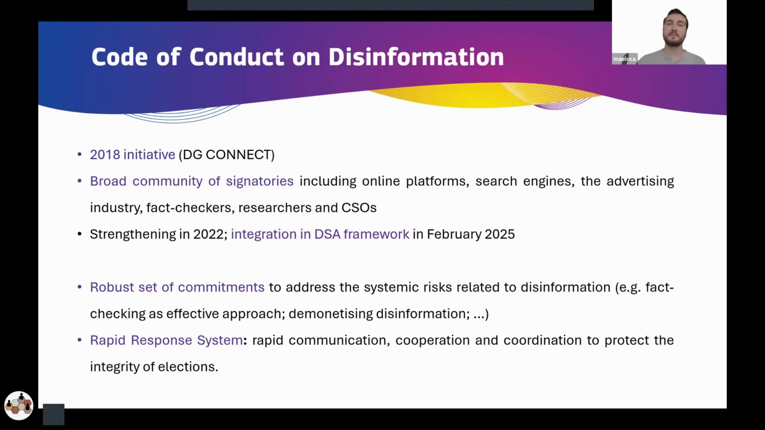And this, again, allows it to become part of this whole ecosystem where there are risk assessments being carried out, where there are risk mitigation measures, and the code of conduct can also be one of those risk mitigation measures. Now, the code is quite large. It contains a very robust set of commitments to address all systemic risks related to disinformation. So, for example, fact-checking is explicitly mentioned as an effective approach. There are also some strategies on demonetizing disinformation, etc. And then there's also the so-called rapid response system, which is another very successful part of the code, which allows for rapid communication, cooperation, and coordination in times of elections. And this has been activated many times to great success, and really we see it provides usefulness on the ground and in the field.